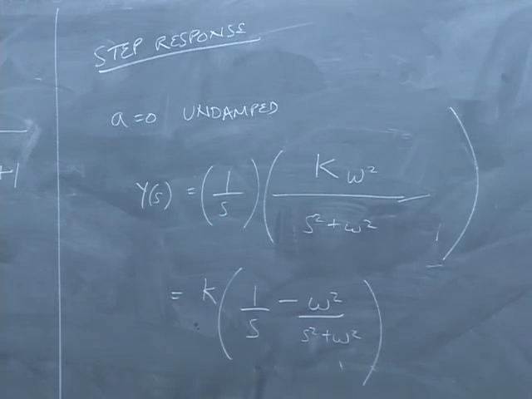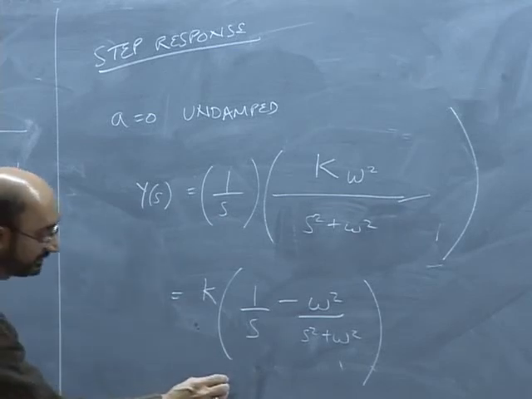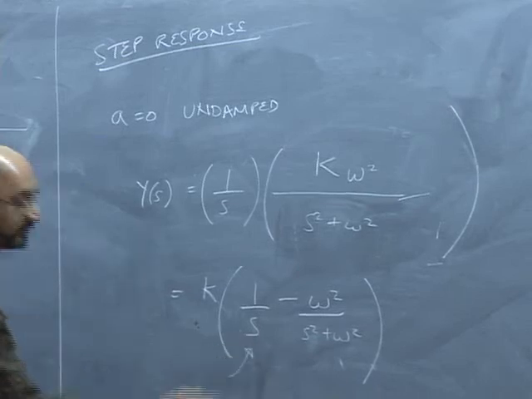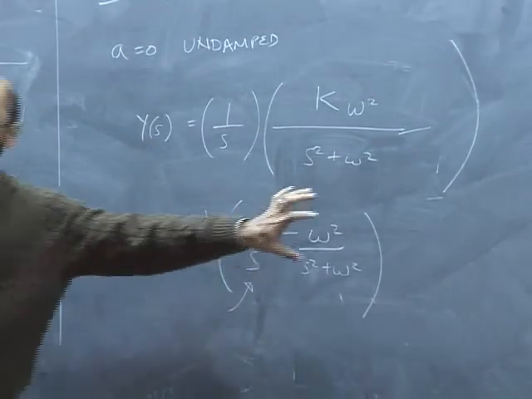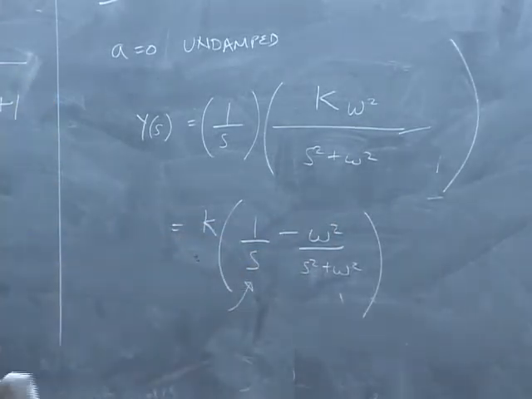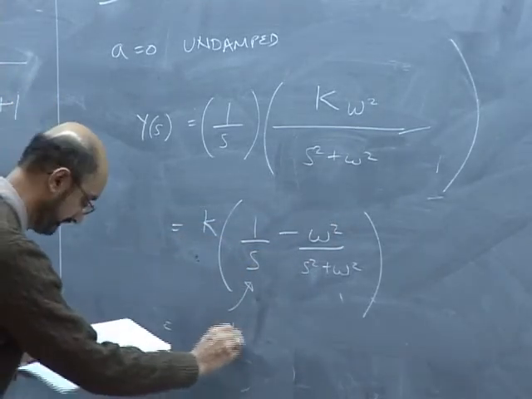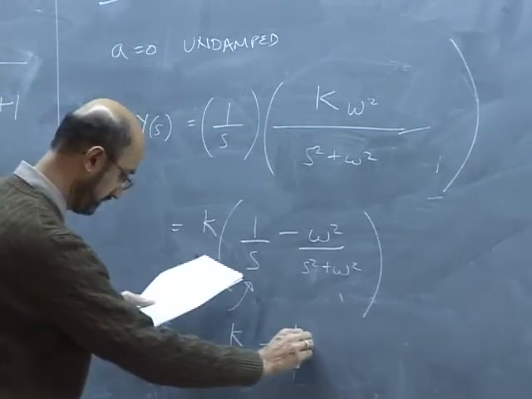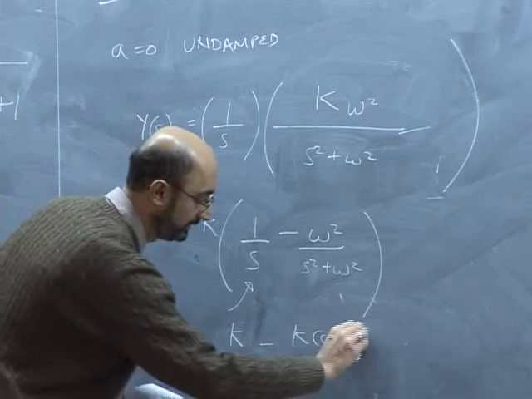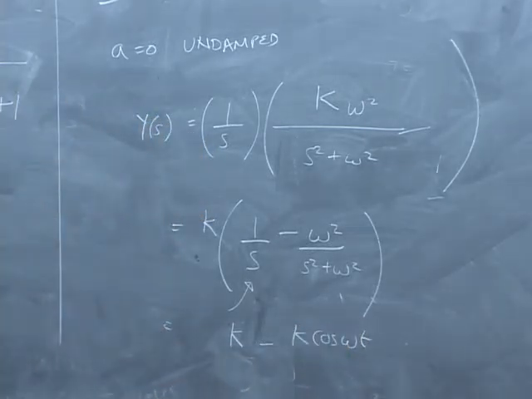And this, now, the inverse transform of k over s. Remember it's a Laplace transform, so it's linear, so we can do the inverse one by one. So the inverse transform of this is just going to be k, and then this one is going to be minus k cos omega t, okay? And that's it, so k minus k cos omega t.